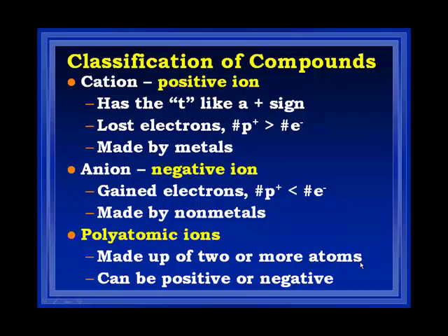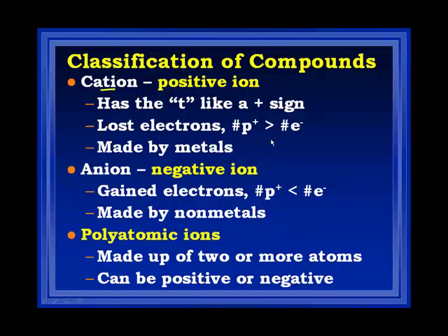So this just gives us a little summary. You've got your cations, which are positive ions. The way to remember you have a cation is the word cation has a T in it, like a plus sign. Since it's a positive ion, that means it's lost electrons, and then that means the number of protons is greater than the number of electrons. And cations are made by metals. Anions are negatively charged, so they're negative ions. This means they've gained electrons, so they have fewer protons than electrons, and they're made by nonmetals.